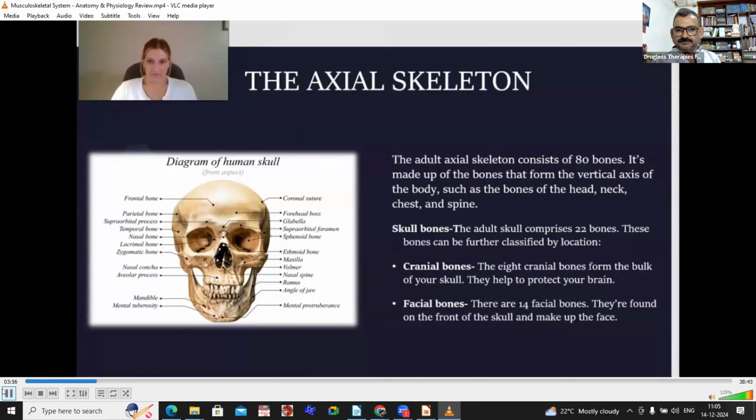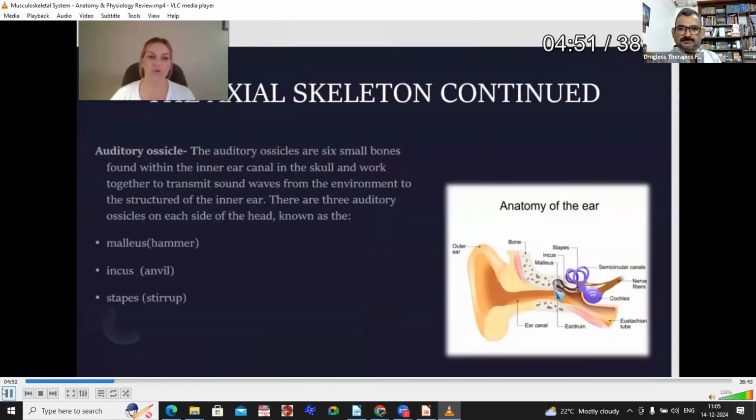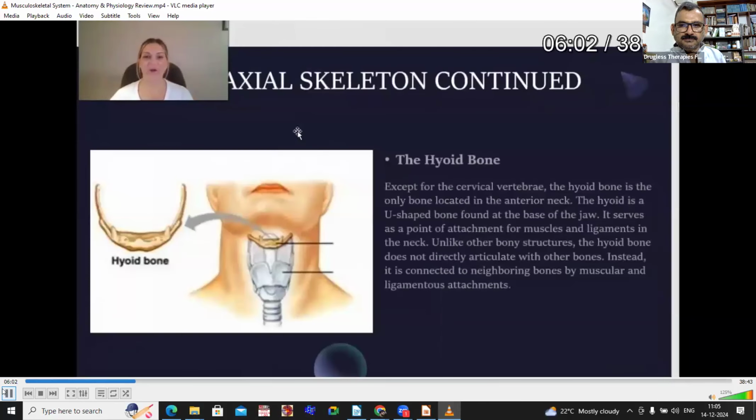It's made up mostly of the bones that form the vertebral column. There are 8 bones in the skull. The auditory ossicles are 6 smaller bones found within the inner ear canal. We have studied this, because in the ear there are 3 bones on each side. We have already studied these structures of the inner ear, otherwise known as the hammer, anvil and stirrup. The hyoid bone is the only one located at the anterior of the neck, or the front of the neck.